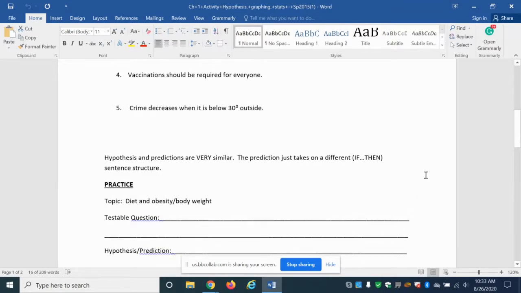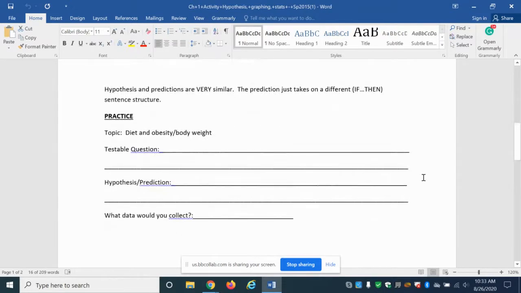Then you're coming down here. So hypothesis and predictions are very similar. You could say that a prediction is a hypothesis, but a hypothesis may not necessarily be a prediction. So most of the time I try to write my hypotheses in if-then format, and that makes it a prediction as well. That makes sure that it is very clear what you think is influencing what.